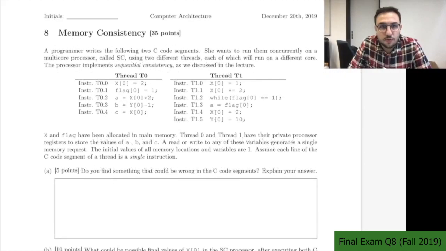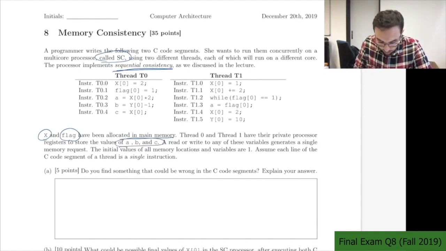We have a memory consistency question. In this question, a programmer writes these two pieces of code to run simultaneously in different threads in different cores on a processor called SC that implements sequential consistency. So we know that X and flag are allocated in the main memory, while the values of A, B, and C here are stored in some private registers. So we know that the initial values of all memory locations and variables are 1.